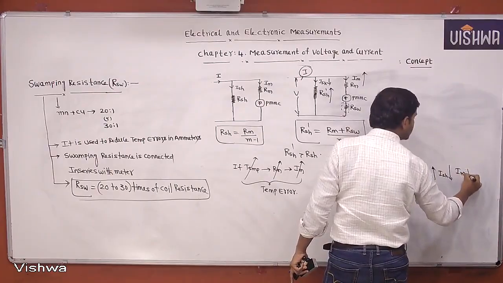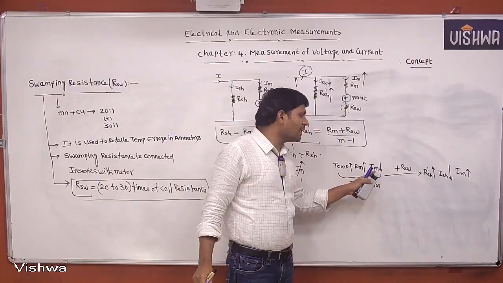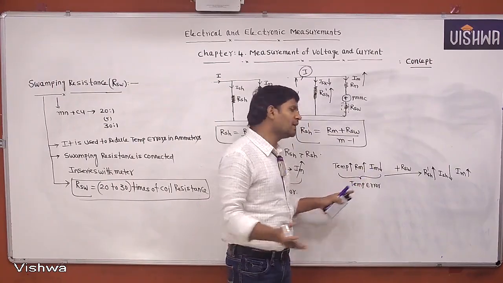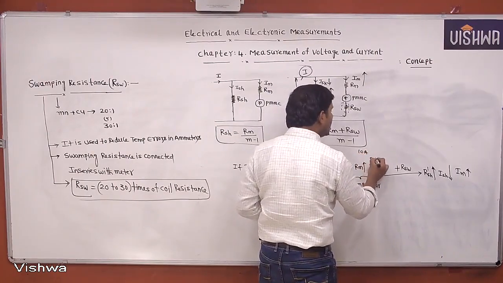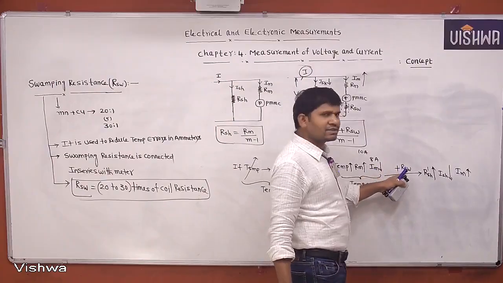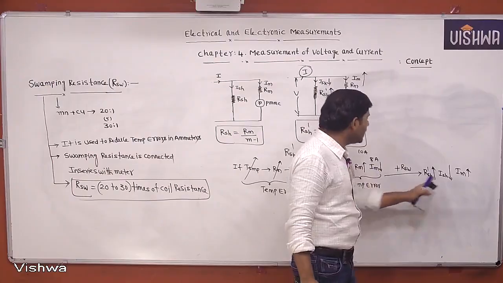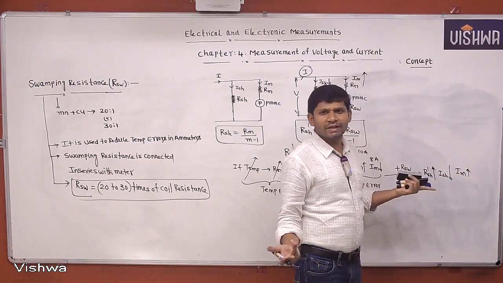Im increases. Listen please. Let us assume that because of temperature error, the meter current is reduced by 2 amperes. Actually it is 10 amperes. Now the meter current is 8 amperes. Whenever swamping resistance is connected, again the meter current is increased. This 8 amperes may again increase to 9.5 amperes. Let us assume that. Then we are reducing the temperature error.